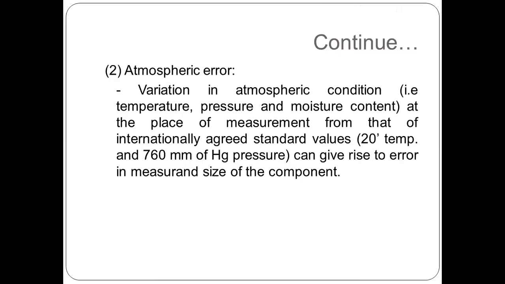Then atmospheric error. Atmospheric conditions like differences in temperature, pressure and moisture at the place of measurement from the internationally agreed standard values, 20 degrees Celsius temperature and 760 mm of pressure, can give rise to error. In order to control this error, this standard was given. In this atmosphere you can measure the value with highest accuracy.